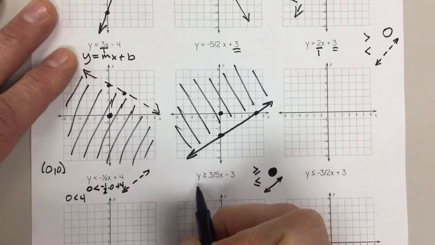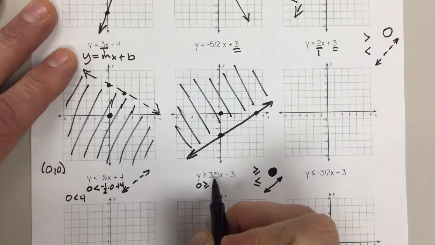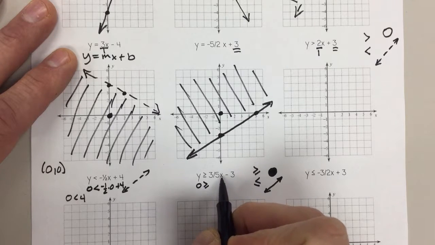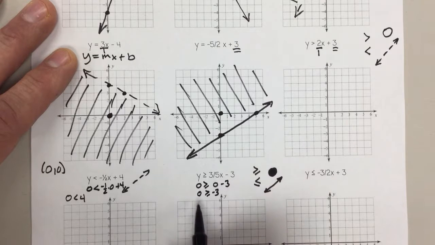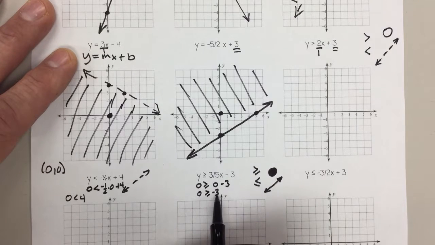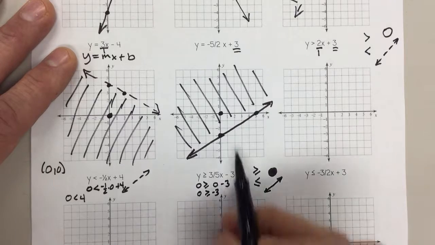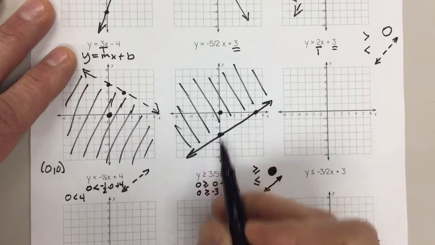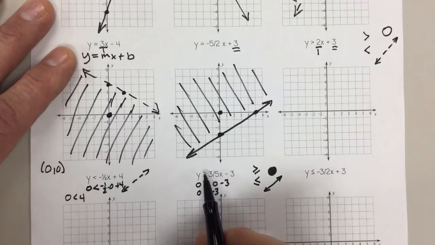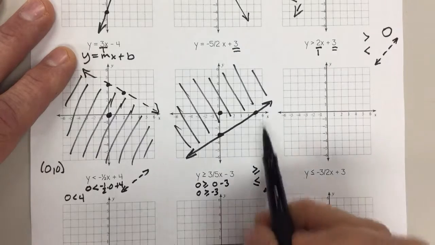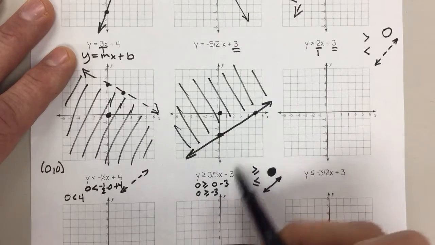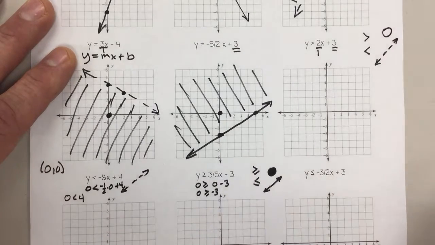If I plugged in 0, 0 for x and y, 3/5 times 0 would just be 0. 0 minus 3 is negative 3. You'll notice 0 is greater than or equal to negative 3. So this point made this inequality true, which means it's part of the answer. It's part of what I would shade. Any point down here, if I plugged it into this inequality, I would end up with a false statement.